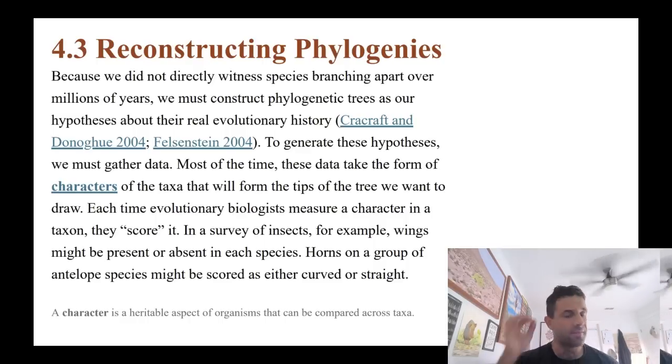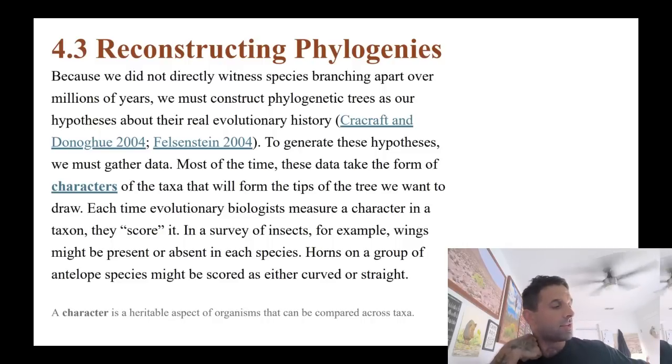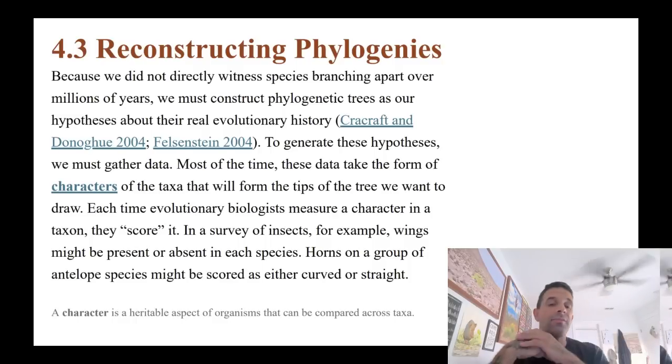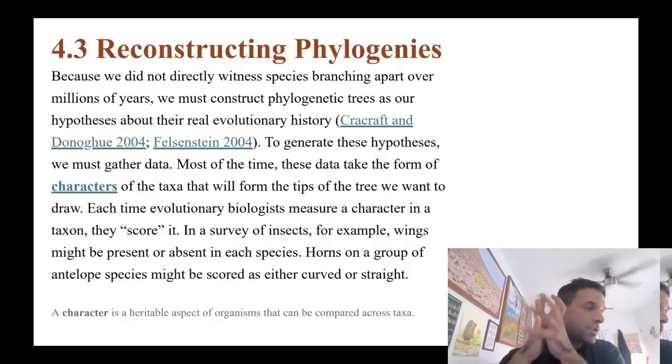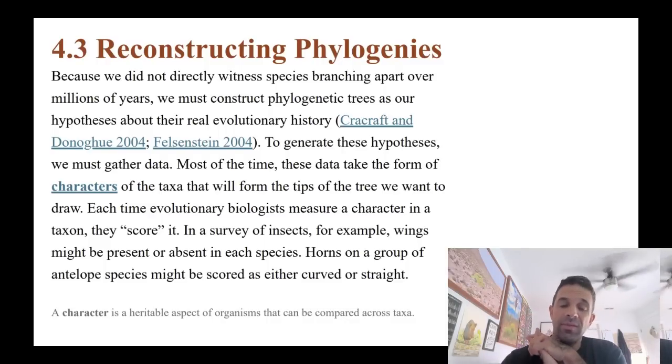Okay, reconstructing phylogenies. This is out of Carl Zimmer's evolution book, chapter 4, which again you can download on that Google Drive folder in PDF form. I suggest just getting the book. If you have the money, you'll use it, and if you're interested in this stuff, you'll use it for the next 10 years of your life.